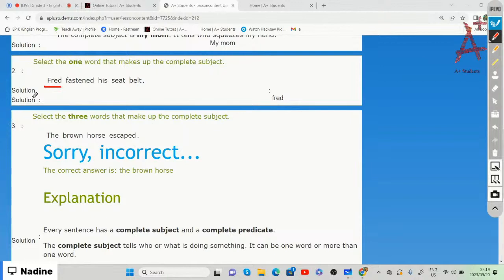And the question is, who or what is Fred doing? He fastened his seatbelt. So Fred is the subject. We're talking about Fred. And what is Fred doing? He fastened his seatbelt. But Fred is our subject.